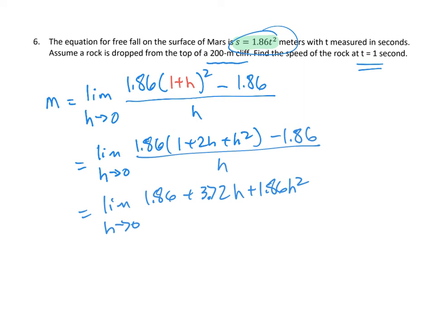So we did a 1.86h squared minus a 1.86 over h. And then like all of our other limits, good stuff's going to happen. This cancels. You can see I'm going to factor out h, so I'm just going to go like this, cross that one off, and that one off. And now I'm left with this limit.